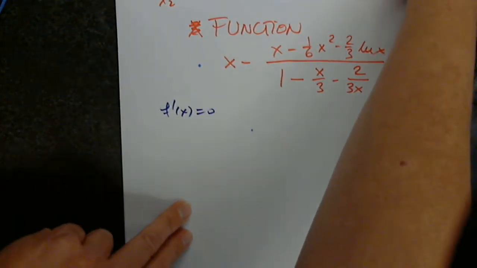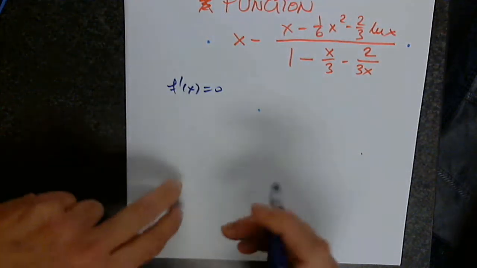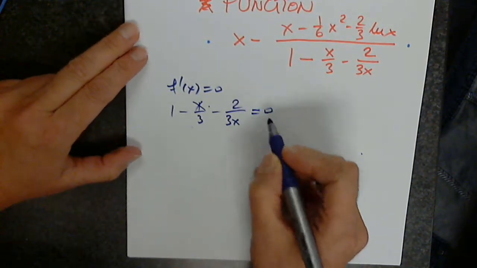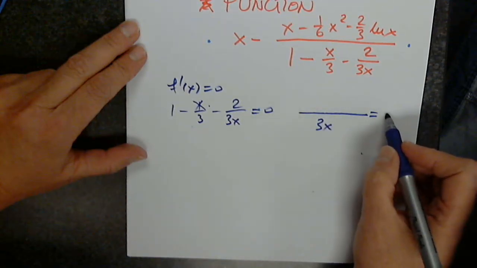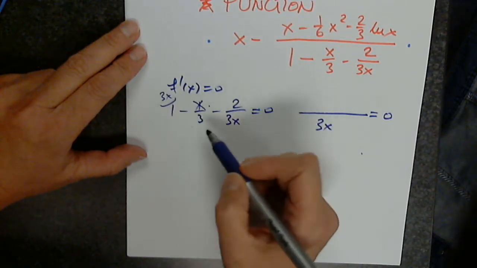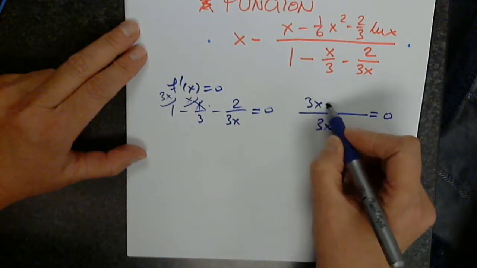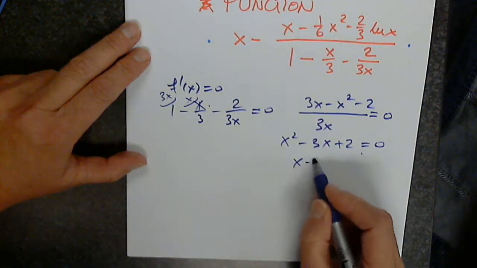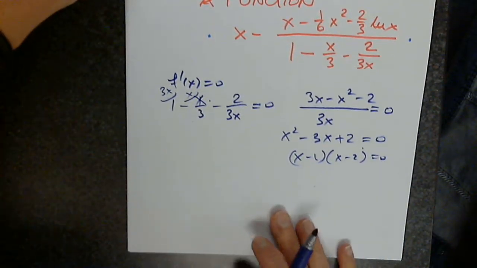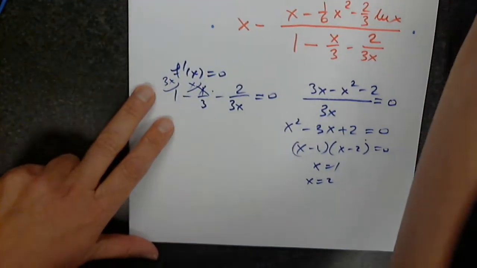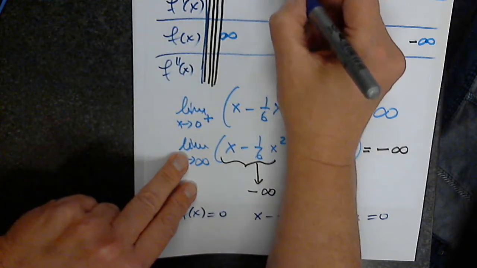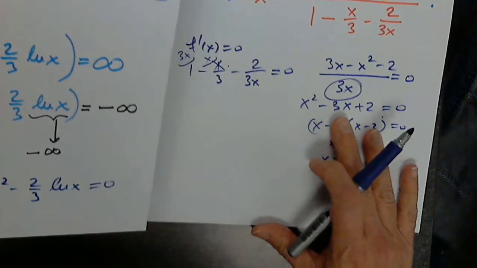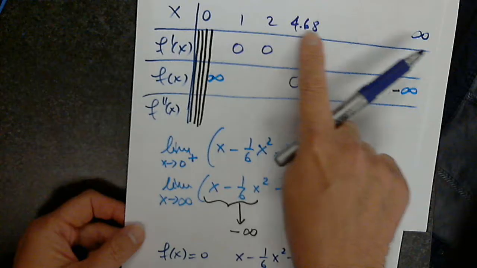Very good. So now I already have the derivative, which is this. I know x is not defined at 0. That's fine. And then I have to set f prime of x equal to 0 to find the critical numbers. So I have 1 minus 1 third x, or x over 3 as you like it, minus 2 over 3x equals 0. The least common denominator is 3x. So this needs a 3x, and this one needs an x. So then I have 3x minus x squared minus 2, or x squared minus 3x plus 2 equals 0, x minus 1, x minus 2 equals 0, so 1 and 2. So x equals 1 and x equals 2 are critical numbers.